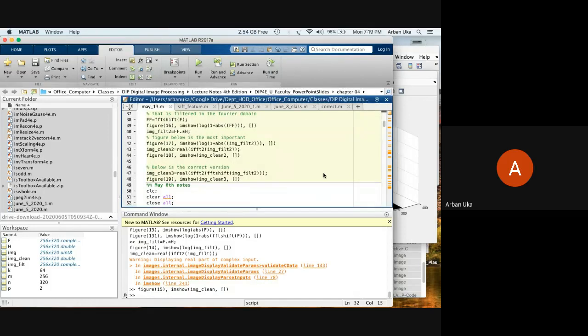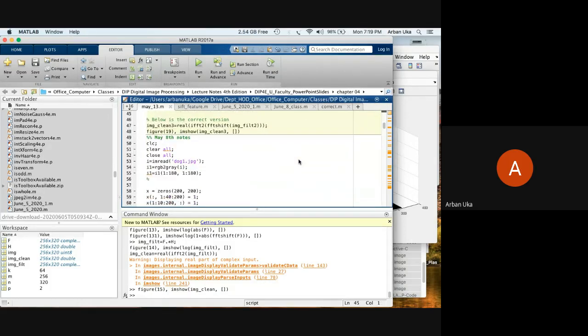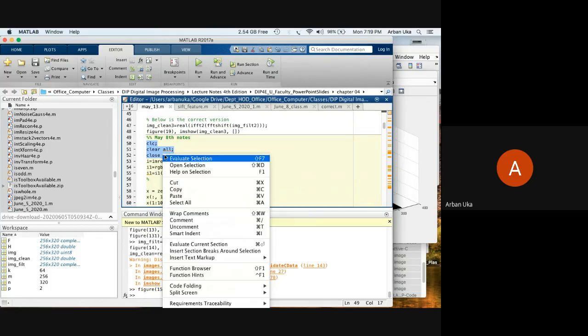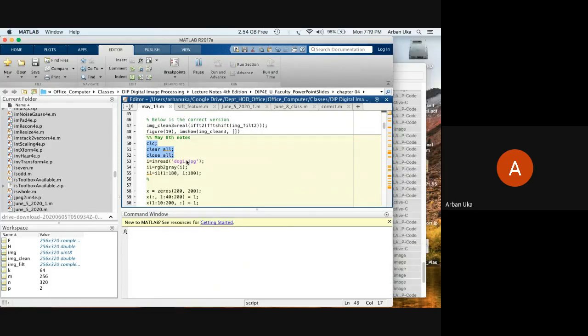Now with this one again, you can test at home by experimenting with other images which have periodic noise. I want to show something else, which is next.